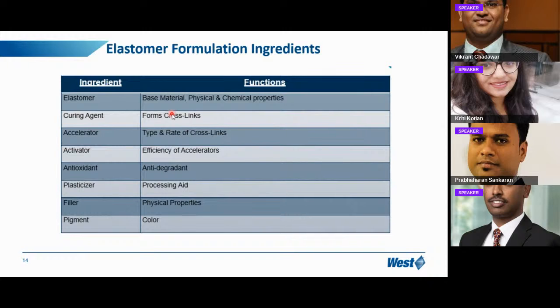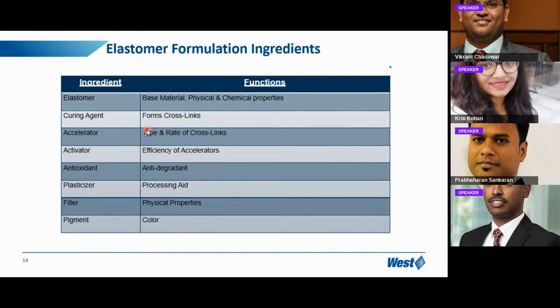So elastomer is the one which is the major component, 80 to 90%, in the rubber stoppers, which will impact its physical and chemical properties. We can also add a curing agent. So like I said, these are thermoset. We need to have a cross-linking agent in that. So a lightly cross-linked material is the one which we add. It is a curing agent.